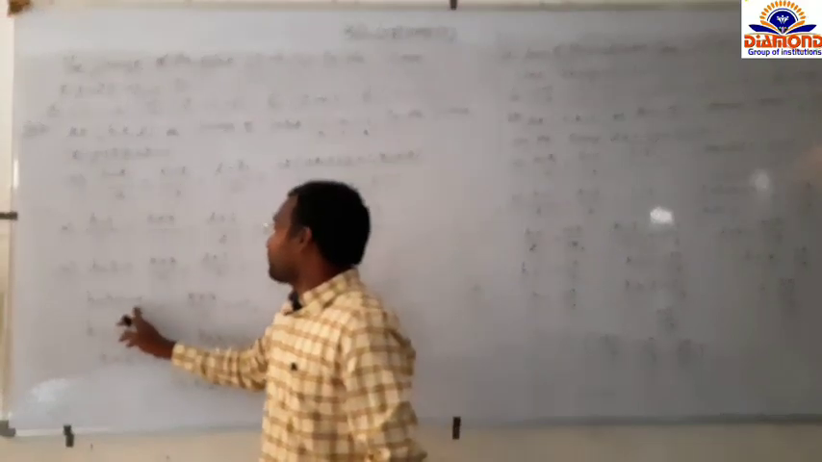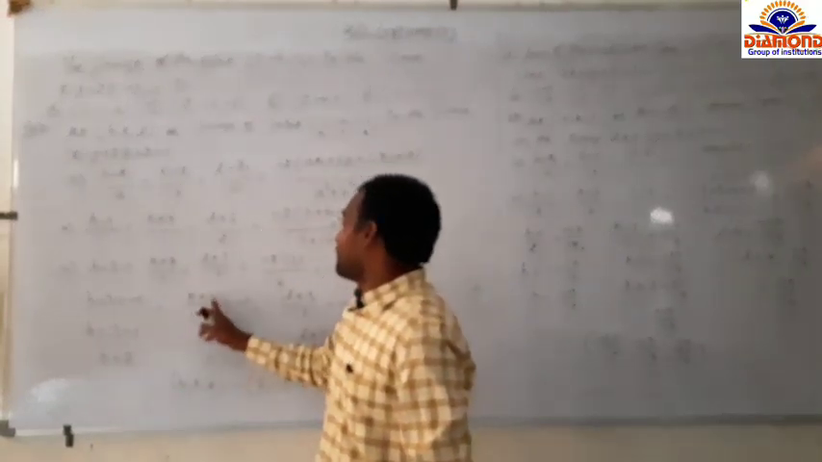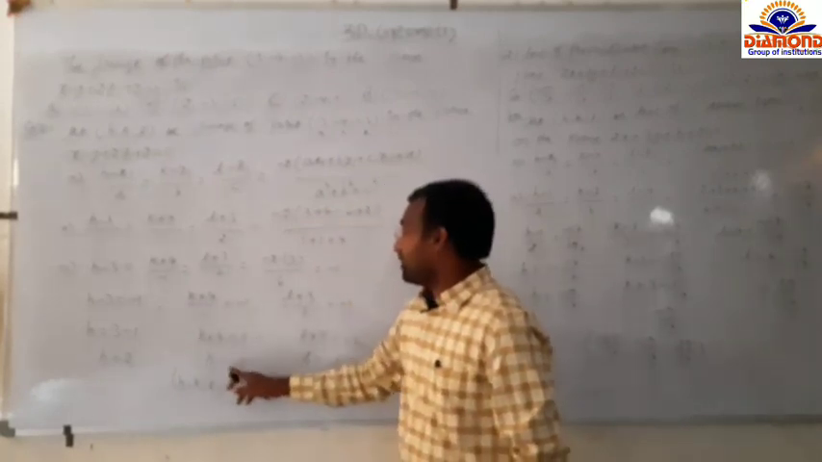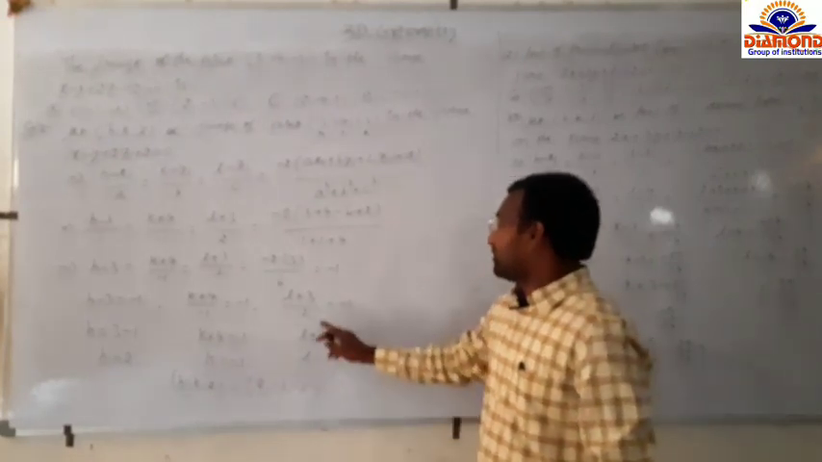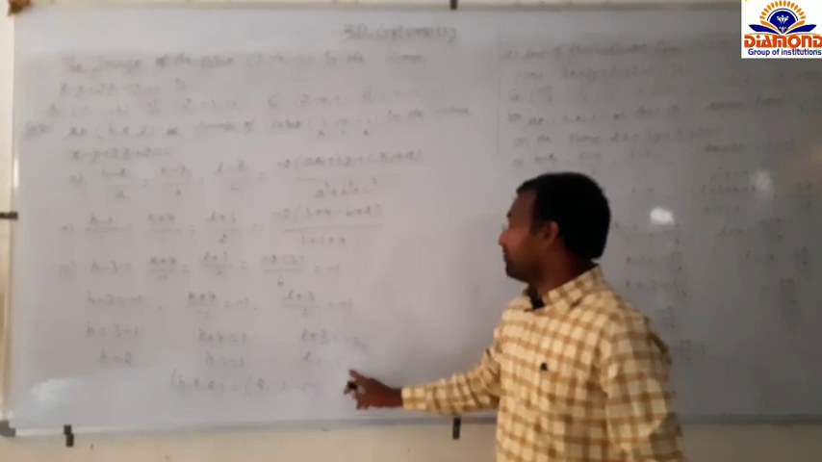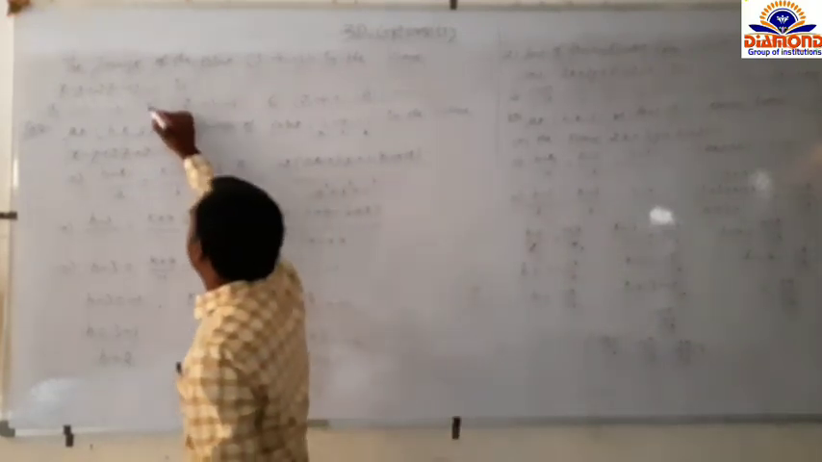H minus 3 equal to minus 1 means h equal to 3 minus 1, so h value is 2. Next, k plus 4 equal to minus 1 into minus 1, which is plus 1, so k value is minus 3. Next, (l plus 3) by 2 equal to minus 1 means l plus 3 equal to minus 2, so l equal to minus 5. Therefore, the image is 2, minus 3, minus 5. So, option B.